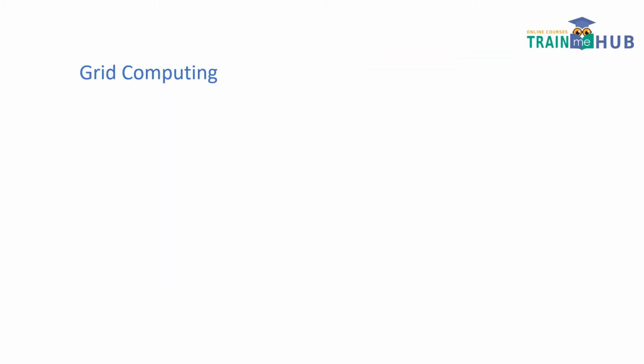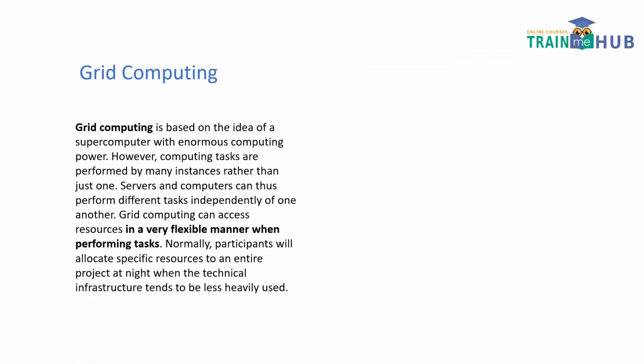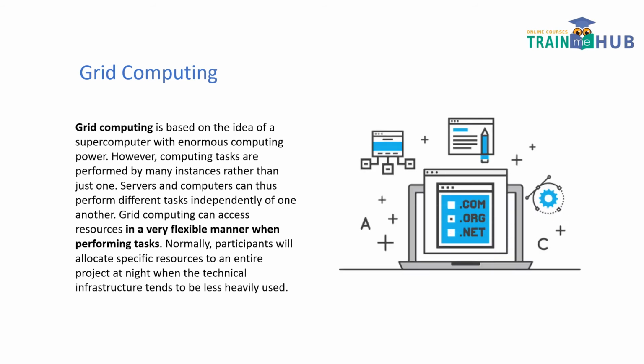Grid computing is based on the idea of a supercomputer with enormous computing power. However, computing tasks are performed by many instances rather than just one. Servers and computers can thus perform different tasks independently of one another. Grid computing can access resources in a very flexible manner when performing tasks. Normally, participants will allocate specific resources to an entire project at night when the technical infrastructure tends to be less heavily used.